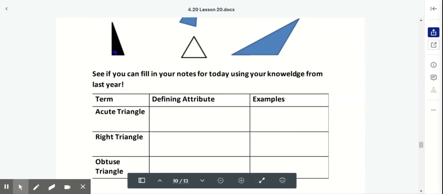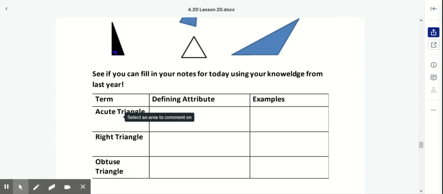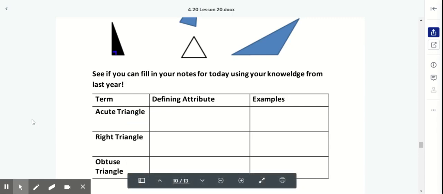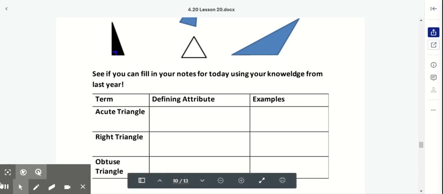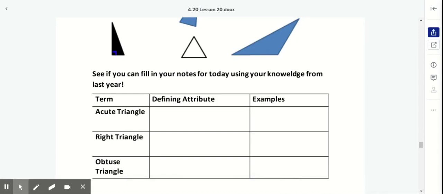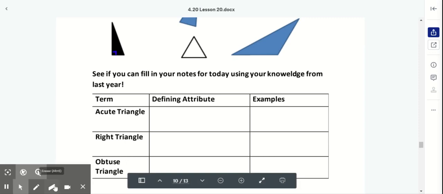Now it says, see if you can fill in your notes for today using your knowledge from last year. So you can include this in your notes: what an acute triangle is. Again, I'm going to say it, and you should make sure that you have it written down. A defining attribute of an acute triangle is that it is a triangle containing three acute angles.